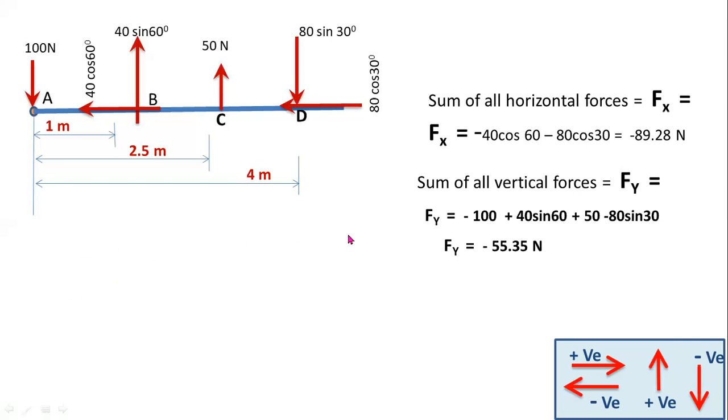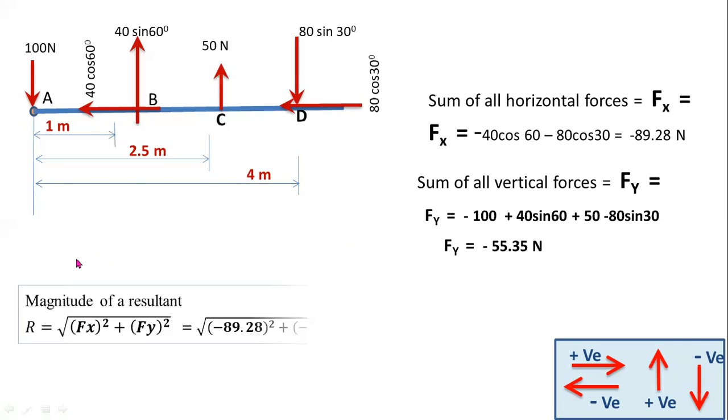Now you have to find out the magnitude of the resultant. Already we know the formula for the magnitude of the resultant. Resultant equals the square root of horizontal forces squared plus vertical forces squared. So here the horizontal force is minus 89.28 newtons and the vertical force is minus 55.35 newtons. So this is the magnitude of the resultant. Okay, 105.05 newtons is the magnitude of the resultant.